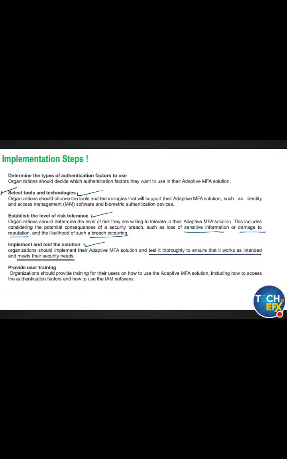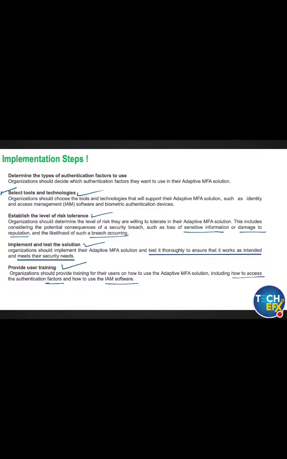Next is provide user training. Organizations should provide training for their users on how to use the adaptive multi-factor authentication solution, including how to access the authentication factors and how to use the IAM software. So this is very much important: how to access the factors and how to use the IAM software. This will help ensure that users are comfortable using the solution and understand the importance of using multiple forms of authentication.